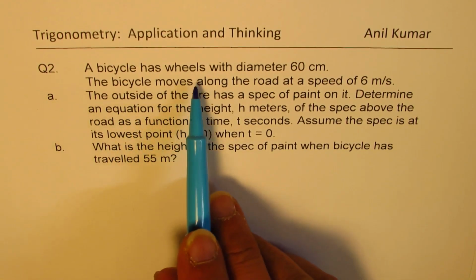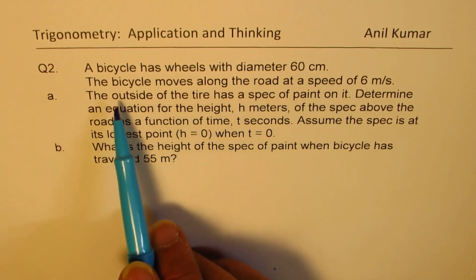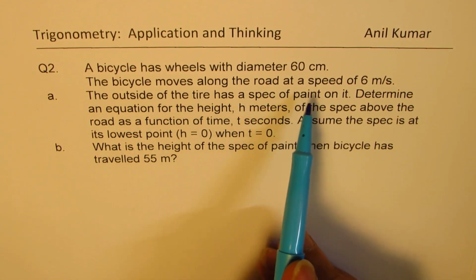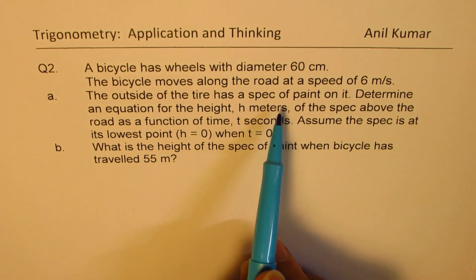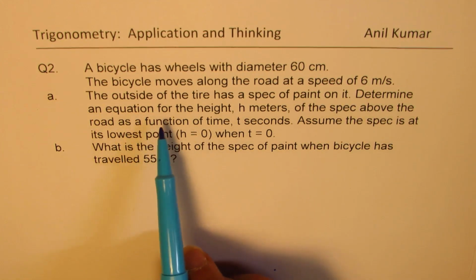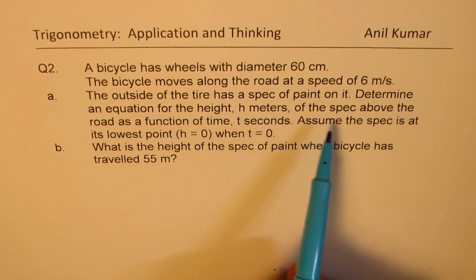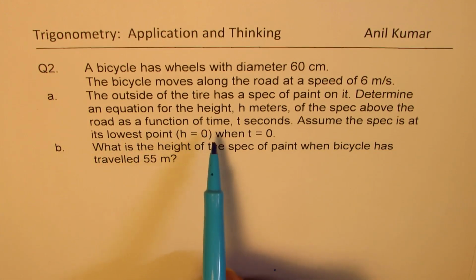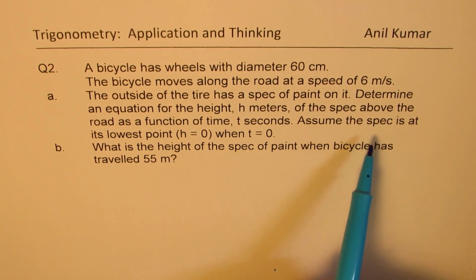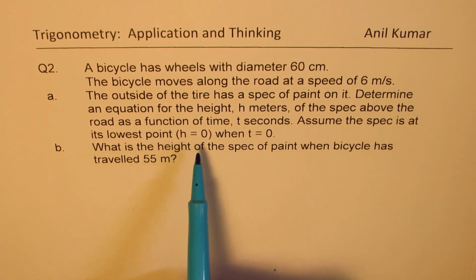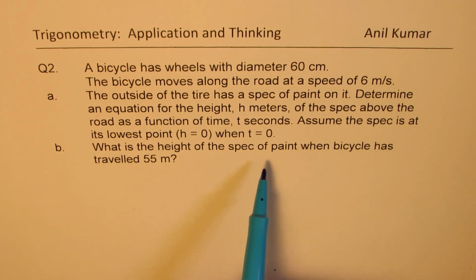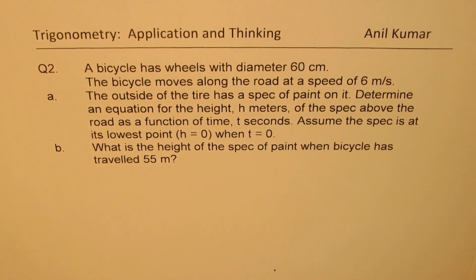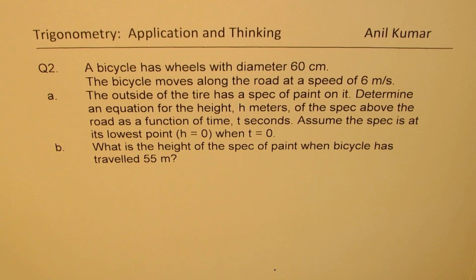A bicycle has wheels with diameter 60 centimeters. The bicycle moves along the road at a speed of 6 meters per second. The outside of the tire has a speck of paint on it. Determine an equation for the height h meters of the speck above the road as a function of time t seconds. Assume the speck is at the lowest point, h equals 0, when t equals 0. What is the height of the speck of paint when the bicycle has traveled 55 meters? You can always pause the video, answer the question, and then look into my suggestions.